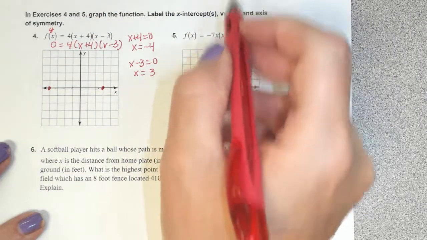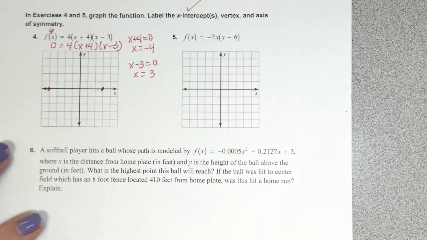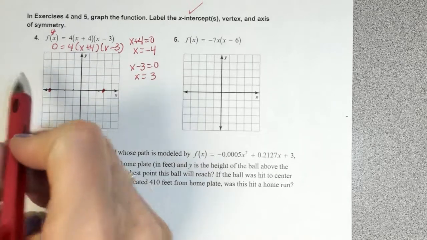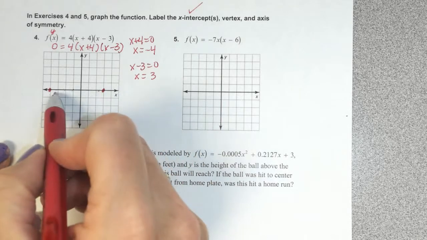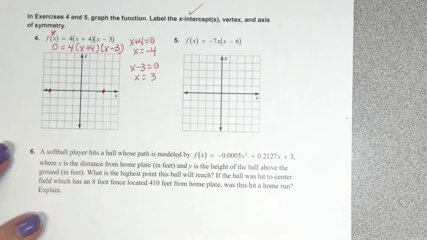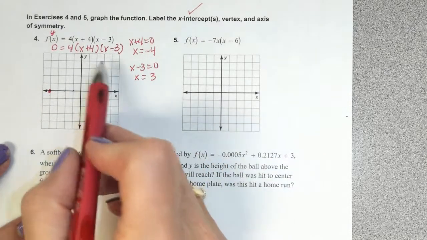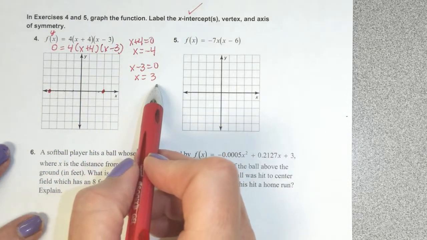I also have to find the vertex. Can anybody think of how I can find the vertex? Anish? Well, since you know it's a quadratic function, then you can find the median of the 2 points and know that that's the line of symmetry. Exactly. Parabolas are symmetric. So in the middle of this has to be where the vertex is. So how do I find the middle of -4 and 3?